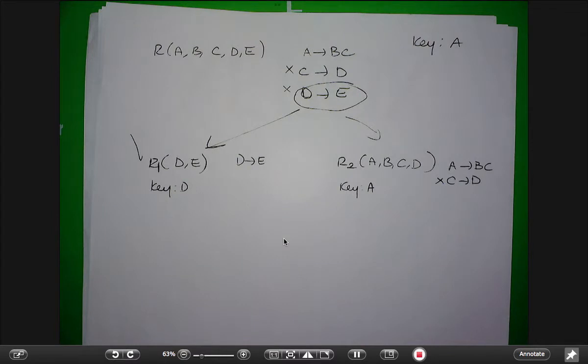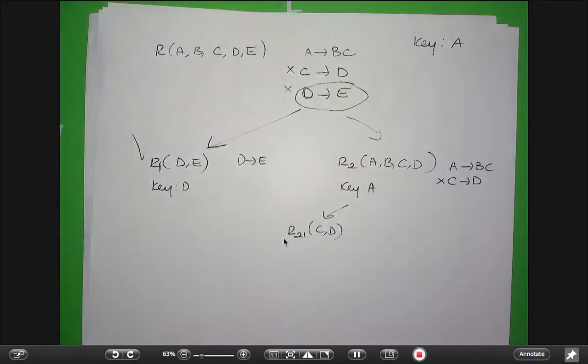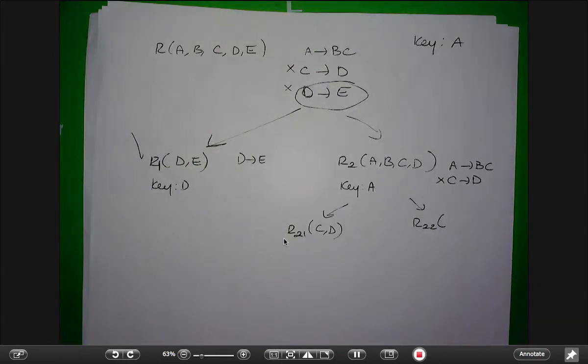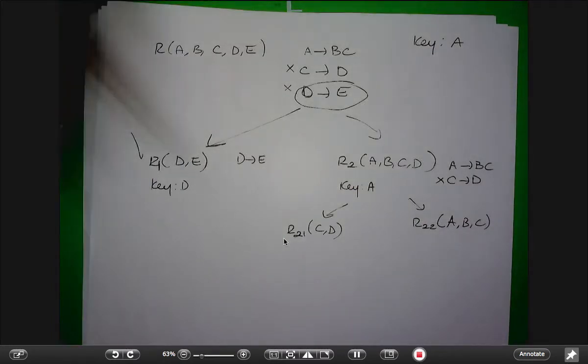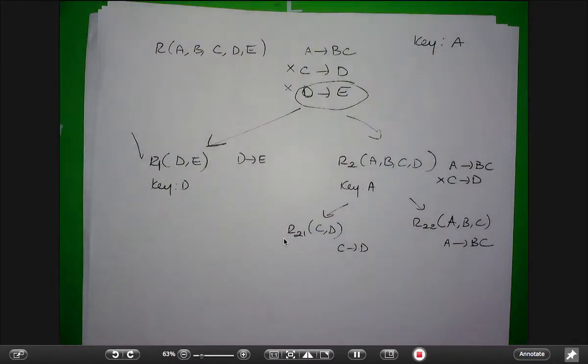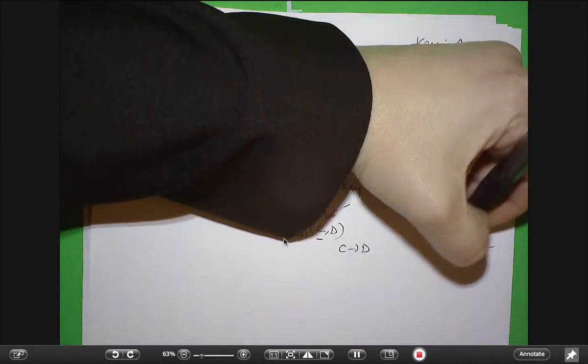So I'm going to apply the same algorithm to this one. That means I have to take out C implies D. So R21 is going to be C implies D. And then R22 is going to be what attributes? A, B, and C. Everything except for D. I'm going to do the same thing, find what functional dependencies hold, like C implies D and A implies BC. Is R21 in Boyce-Codd normal form? Yes. Is R22 in Boyce-Codd normal form? Yes.